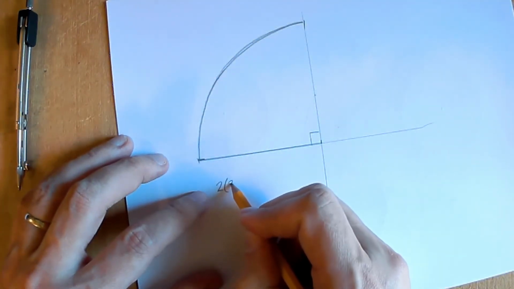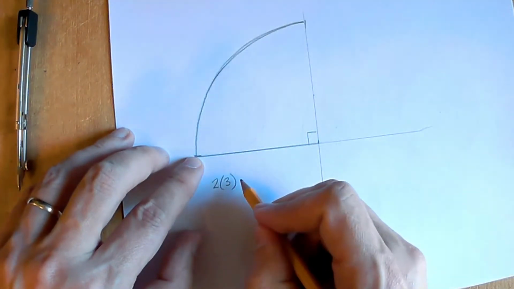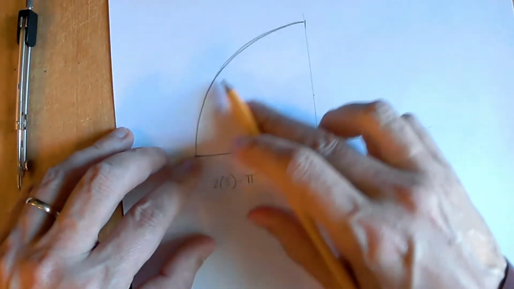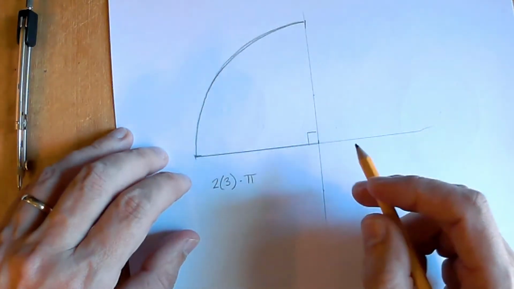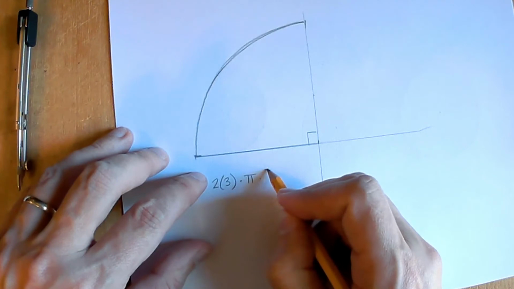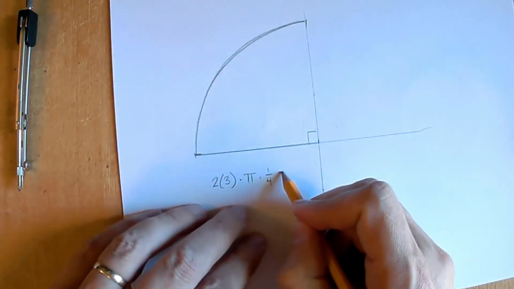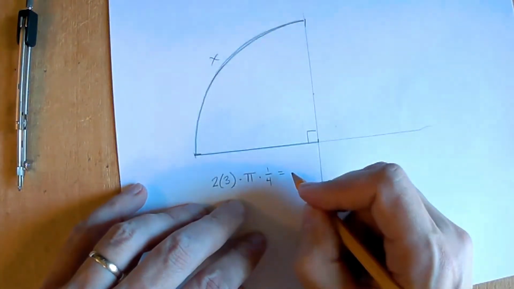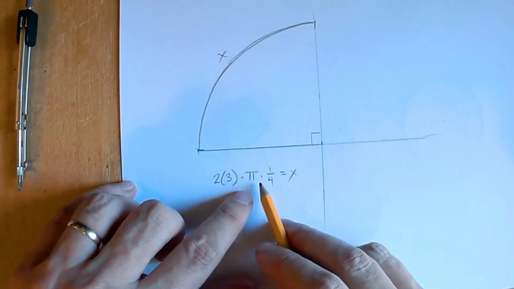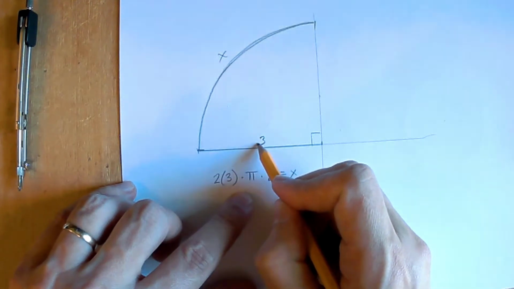2 times 3 inches, right? That'll get you the diameter, times pi, but you're only finding 1/4 of the circle, right? So you would either divide that by 4 or multiply it by 1/4. And we'll call that arc length x. So 2 times 3 times pi times 1/4 is this length here, if the radius is 3.